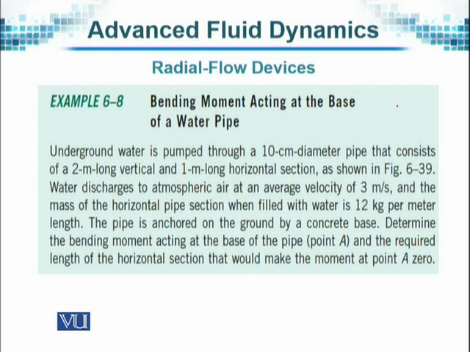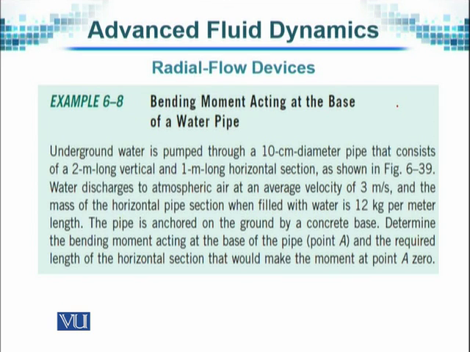Underground water is pumped through a 10 centimeter diameter pipe that consists of a 2 meter long vertical and 1 meter long horizontal section. This has been shown in a diagram, and this is taken from the textbook that we are following. Water discharges to the atmospheric air at an average velocity of 3 meters per second. We need to note down this given data, and from this we have to do the calculations. The mass of the horizontal pipe section when filled with water is 12 kilogram per meter length.